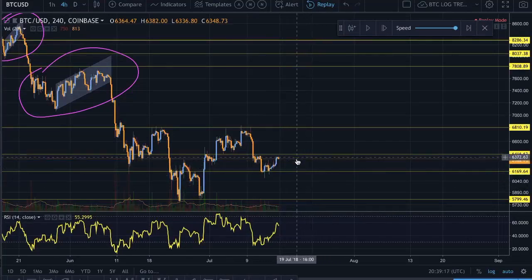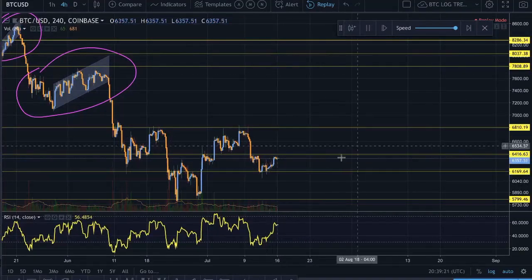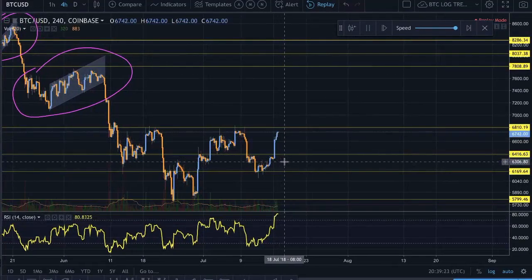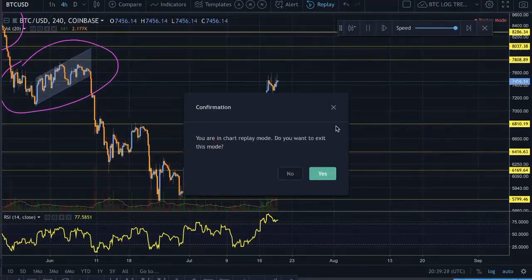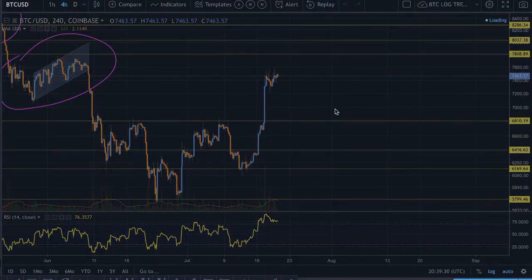I mean, this is almost exactly where I gave the buy signal in VIP. I told VIP members to buy right at about here. In fact, it was lower than that, and that worked out pretty cool. So yeah, rising wedges I think are a very solid indicator to go off for Bitcoin.